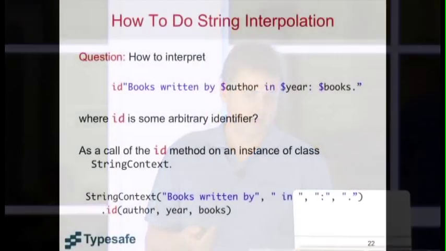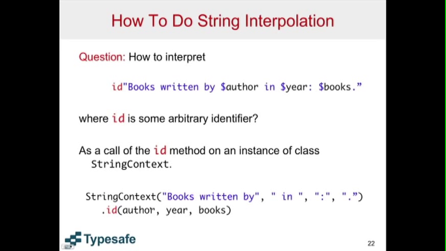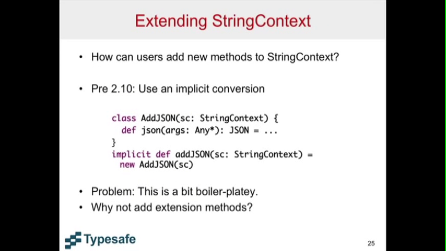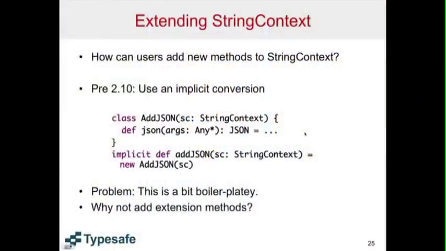OK, so that's great. But there's one little problem with that. If you go back to the interpretation, every interpolator is a method call on string context. So if I want to do an XML or a JSON, then that means there must be an XML method or a JSON method in string context. How do they get there? After all, I just postulated they were user-defined, so they were not there from the start. Well, you can do that in Scala. If you know about implicit conversions, then they come in very handy. I can have a class, let's call it addJSON, and it takes a string context. And here's my interpolator. It's a JSON. It takes some arguments that I pass in there and gives me a JSON object.